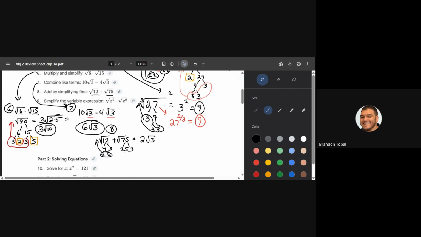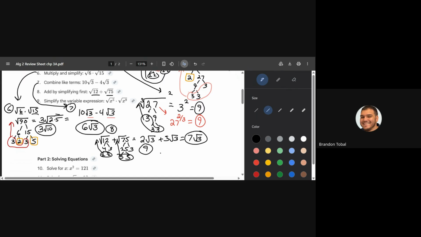75, I'm going to do 25 and 3, 5 and 5. 5 goes on the outside, so it's going to be 5 root 3. Because it's 2 root 3 plus 5 root 3, I could combine that together and make 7 root 3. So sometimes you got to simplify first to be able to add. And the last one over here, number 9.